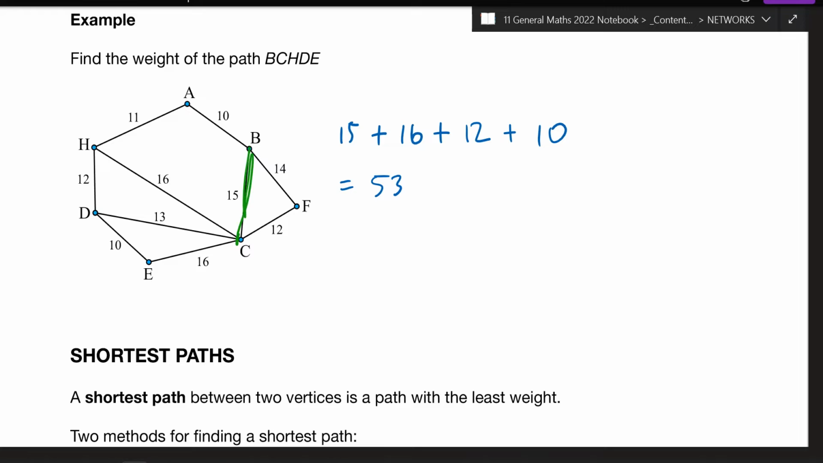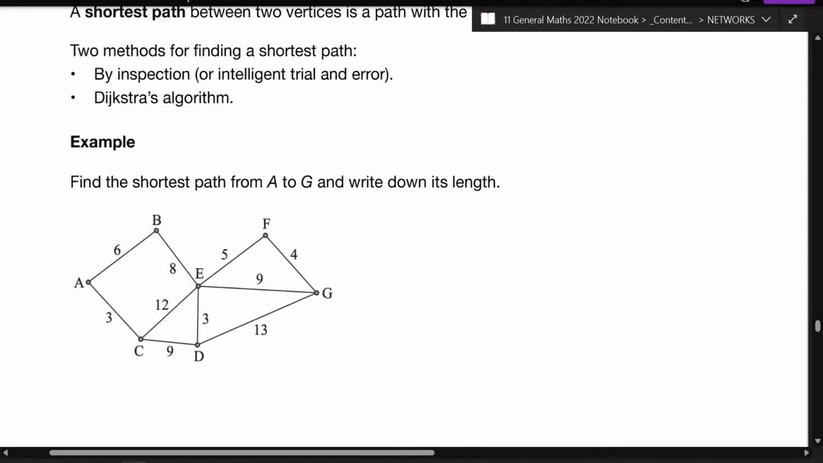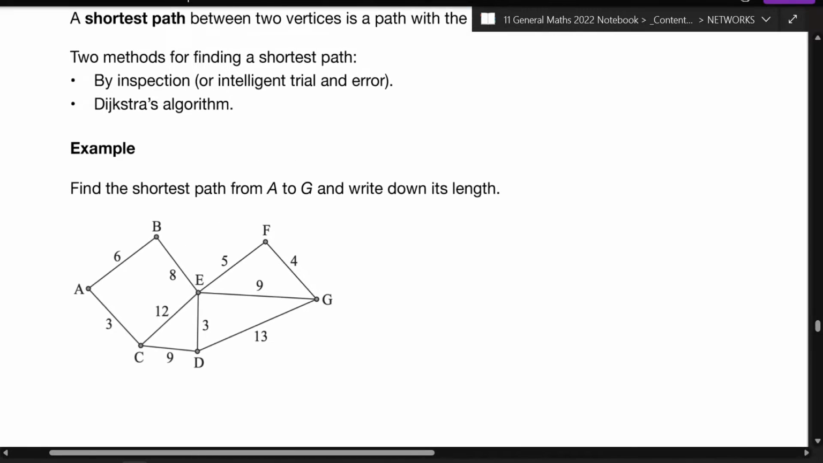But sometimes you've got to be mindful that these values could be a bit misleading. Just because there's a straight path that looks like that, watch out for the weight. This could be like 40 on the SAC. So that means BCE might not be the most direct. Okay, so what you're looking for is the shortest distance from one vertex to another when it comes to the shortest path.